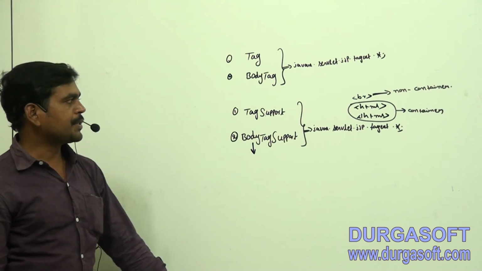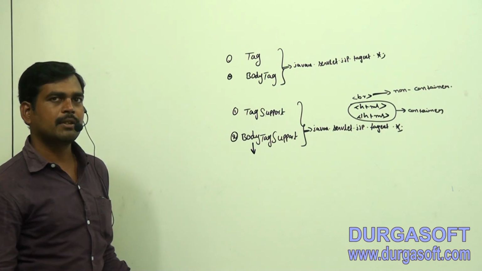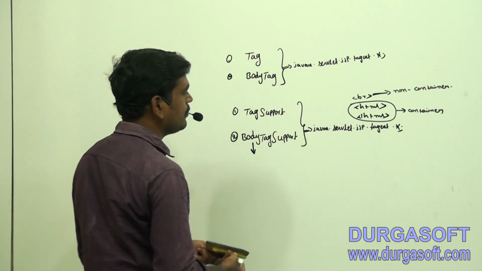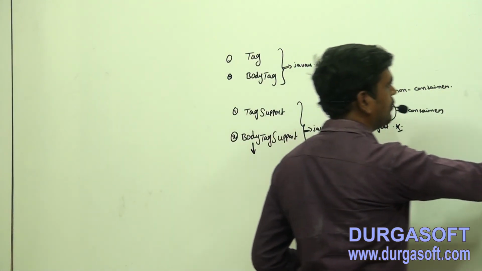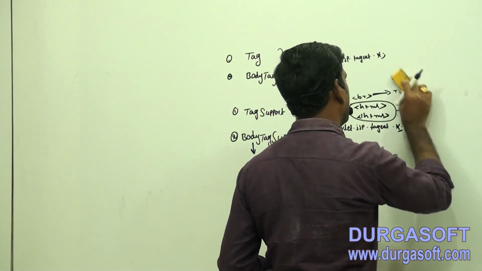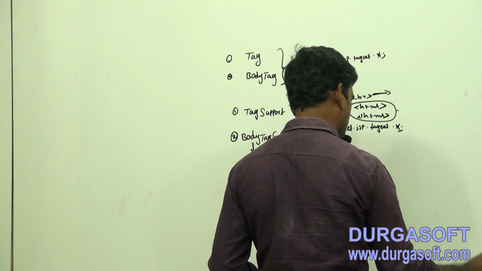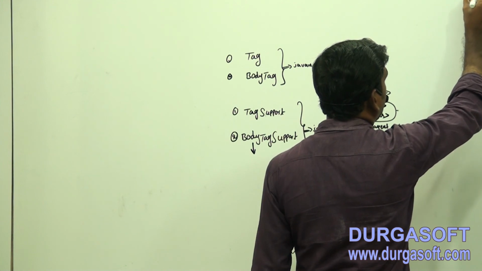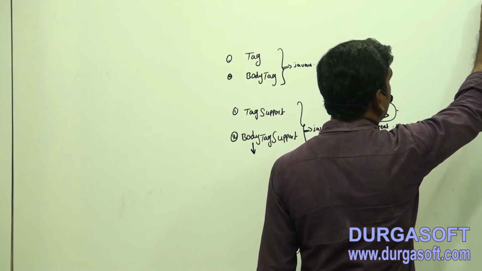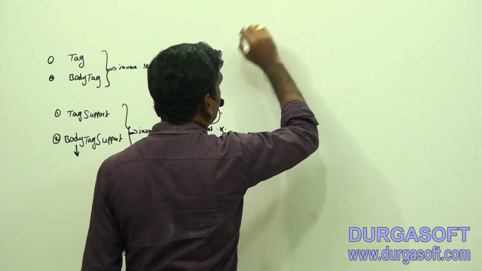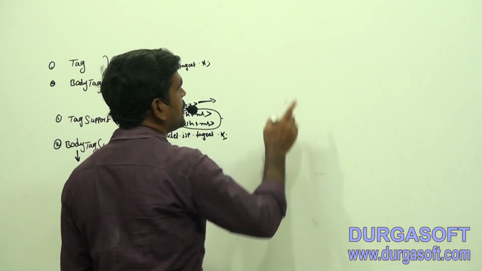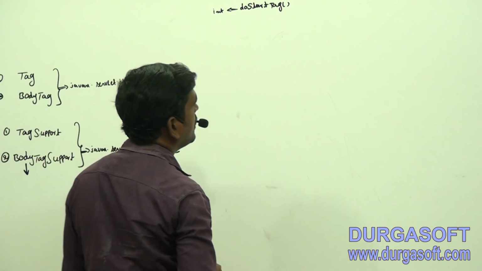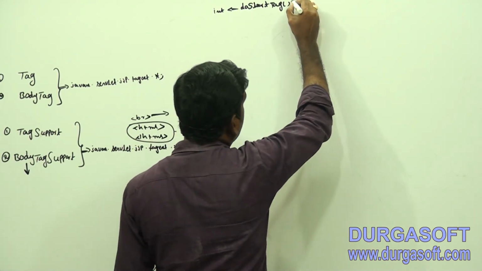Now these two classes provide some important methods. What are those important methods? We will see. Number one, doStartTag method. The return type of this doStartTag method is integer. That means the doStartTag method is going to return an integer value.